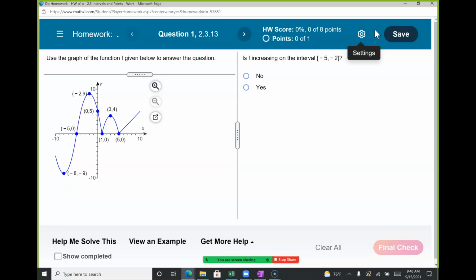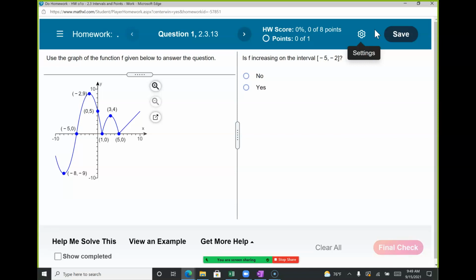You'll see when you do increasing and decreasing intervals in Calc 1, you'll use open intervals. But I kind of like thinking about this as I'm walking on the curve from left to right. When am I walking up? Right? When am I walking uphill? So is f increasing from -5 to -2? Yes. Right? So you can see that particular piece.